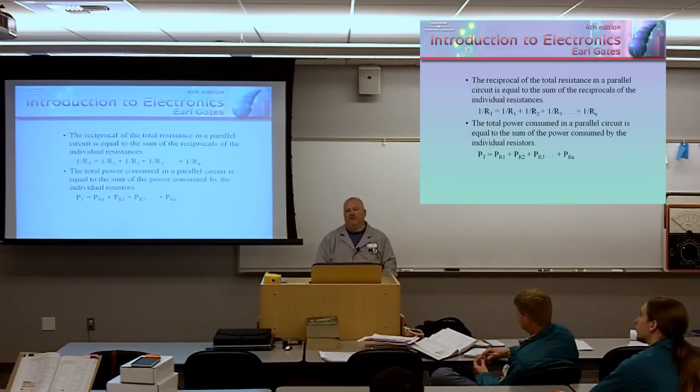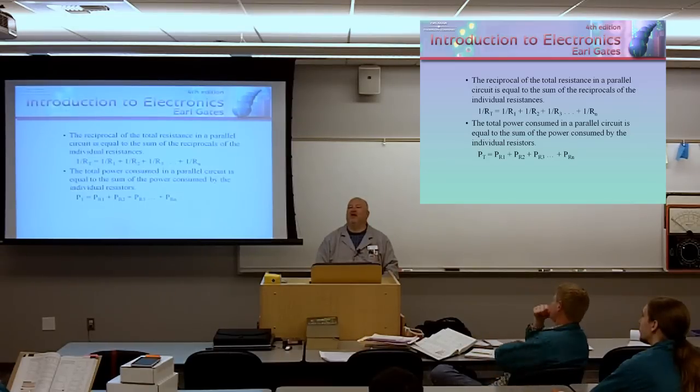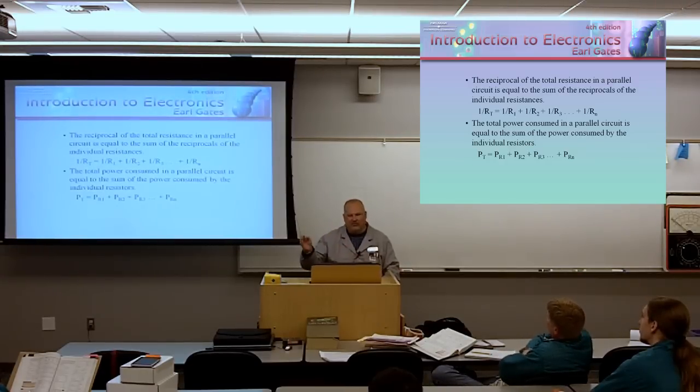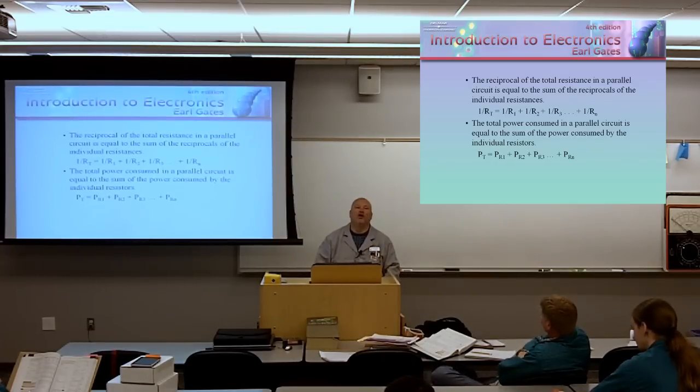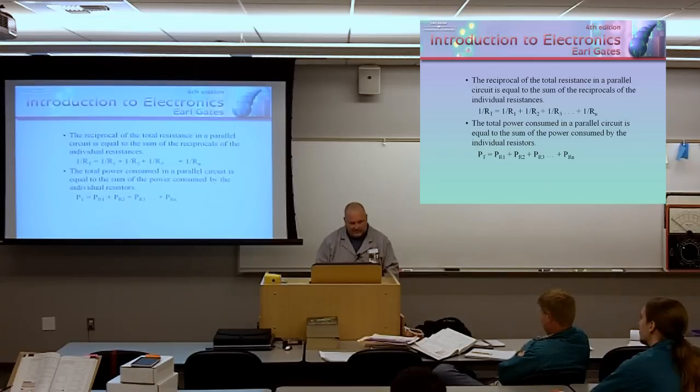The reciprocal of the total resistance in a parallel circuit is equal to the sum of the reciprocals of the individual resistances. This is a fancy way of saying when we put resistors in parallel with each other, we actually add up the reciprocals. We add up the conductance of those paths, not the resistance of those paths. And the conductance of those paths literally is the reciprocal of the resistance. And that's what Siemens came up with, right? That was his whole trip.